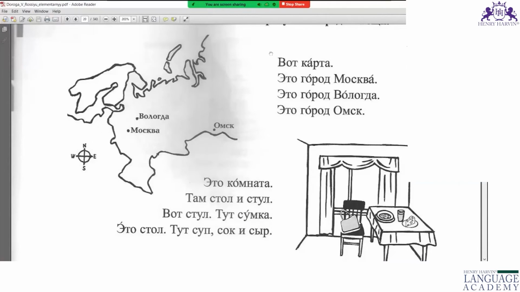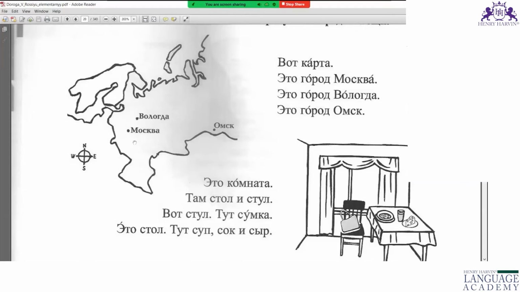Okay. Padma Priya, please read about the first map. Вот карта. Это город Москва. Это город Вологда. Это город Омск. Very good. Отлично, просто отлично. Да. Now let's see again. Это карта. This is a map.